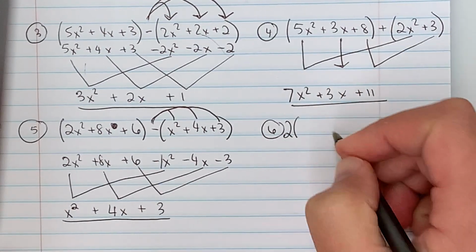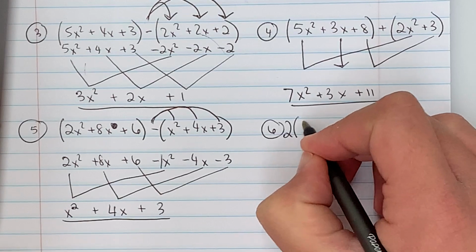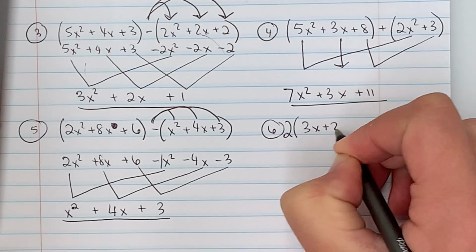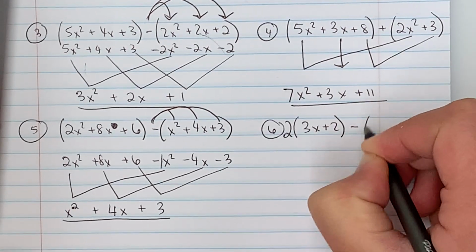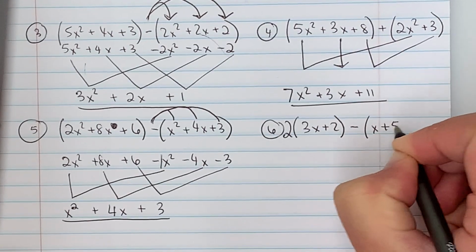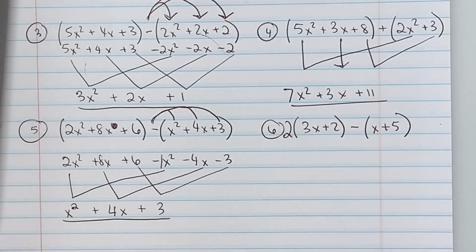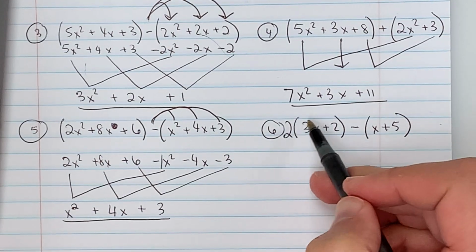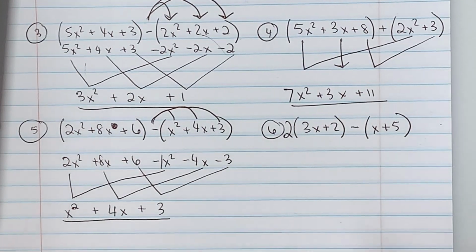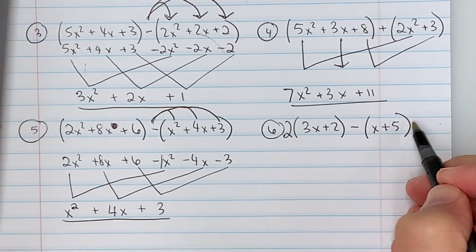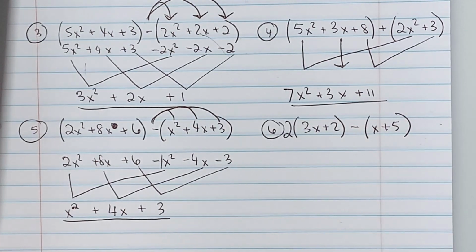We're gonna have 2 times 3x plus 2 minus x plus 5. So here we're gonna combine that distributive property that we went over yesterday. We're gonna distribute the negative as well, and then you're gonna combine those terms up. So go ahead and take 2 minutes and do that one for me.